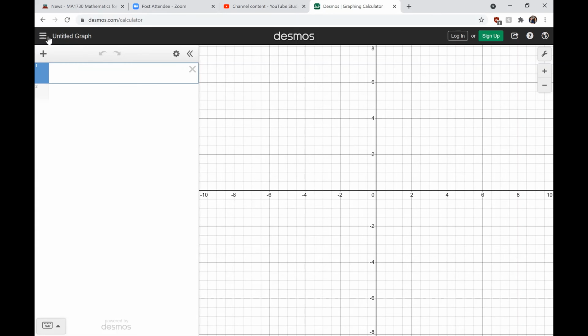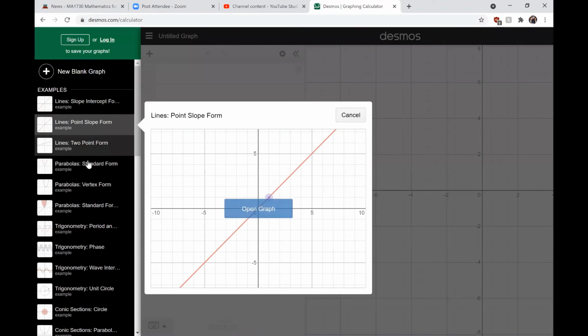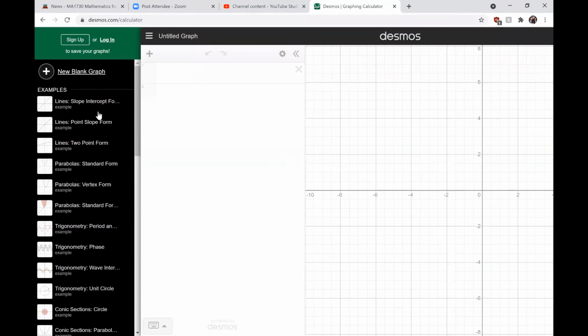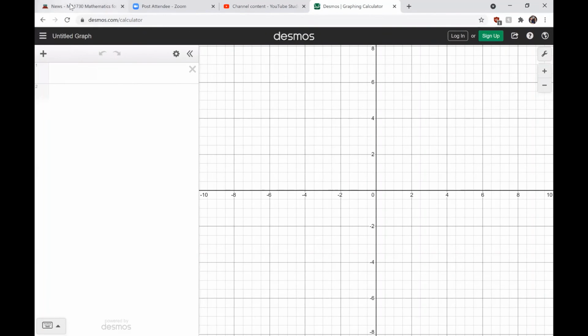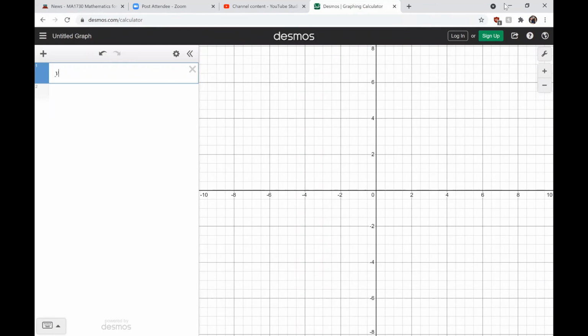I encourage you guys, maybe after your assignment, to mess around with some of these graphs. You can look at all sorts of graphs here. Okay. I don't know how to get rid of this screen now. There we go. So let me show you my notes again. I want to see, what does y equals 2x plus 3 look like? So I'll go to Desmos and enter y equals 2x plus 3.